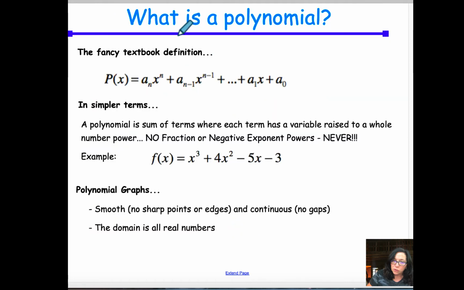Okay, now this section talks about what a polynomial is. There is a fancy textbook definition, which is here. However, in simpler terms, basically it's the sum of terms where each term has a variable raised to a whole number power, not a fraction and not a negative. So this is an example of a 1, 2, 3, 4 term. You have 4 terms.